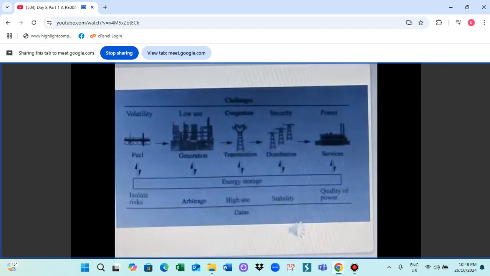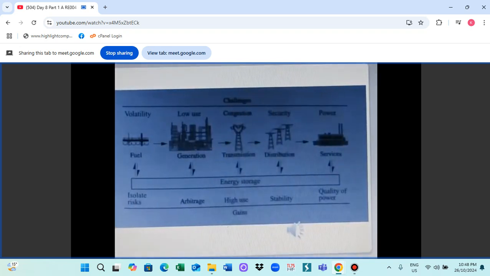So this is the diagram we see about the energy storage system. This is the energy storage system related to volatility, fuel, load use, generation. Transmission congestion, distribution security, and power system services are all related to the energy storage.